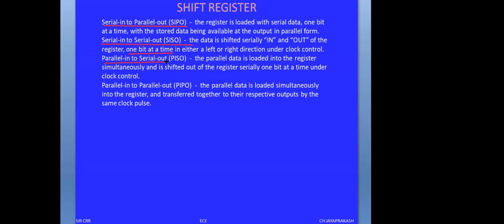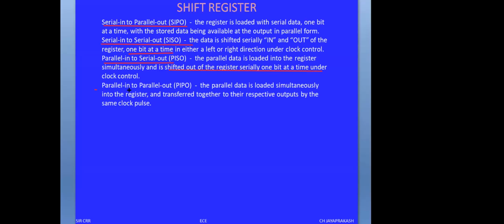Similarly, the third one, we are going to see parallel input, serial output. The parallel data is loaded into the register simultaneously, and it is shifted out of the register serially. We enter the parallel data, and we get the outputs serially, one bit at a time under the control of clock signal. With a single clock pulse, data enters all four registers in parallel. But for reading, for every one clock pulse the data will be read serially, either from left or right, with the control of clock.